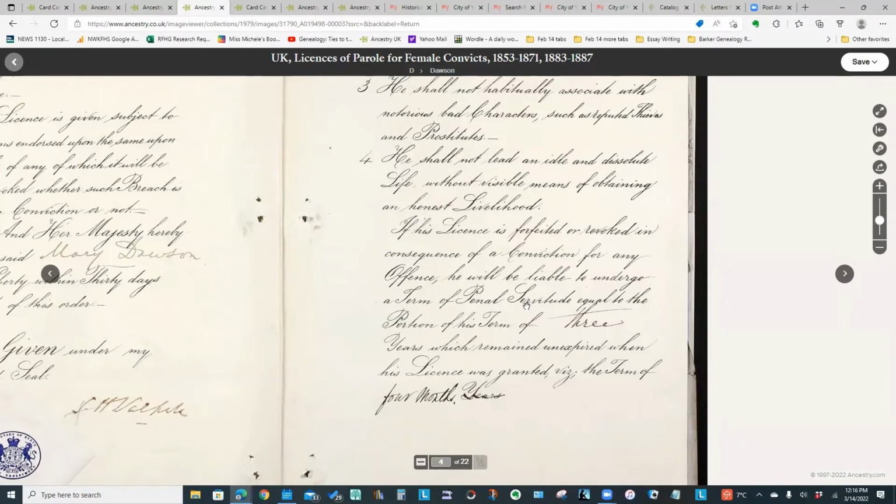So in her case, she had been incarcerated for a term of 3 years. She has 4 months to go on her sentence. So this license was granted 4 months before her term was up, meaning that she got released 4 months early. And as long as she doesn't reoffend, she can be out with the general population working. So I found those documents were quite interesting.